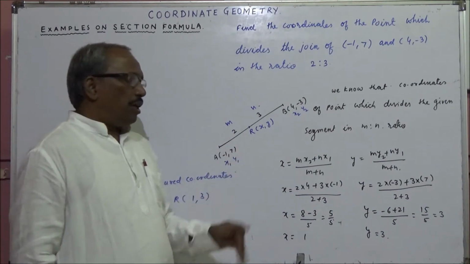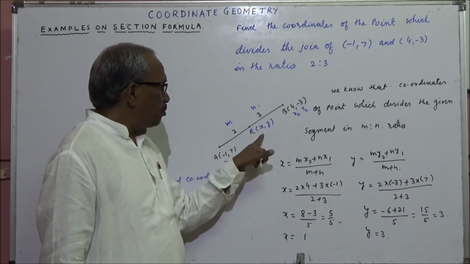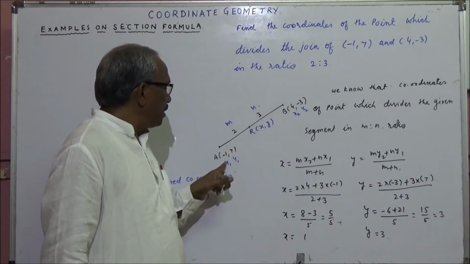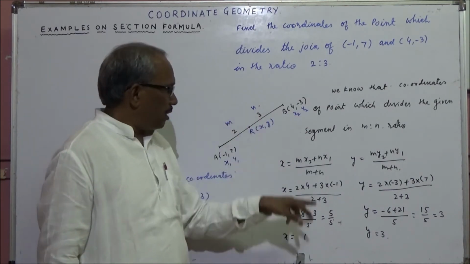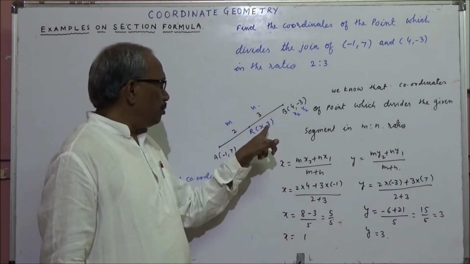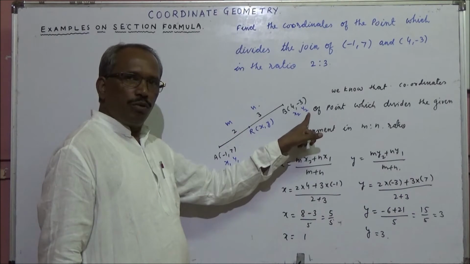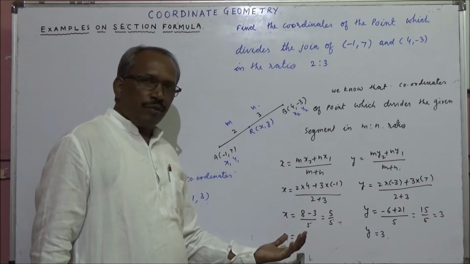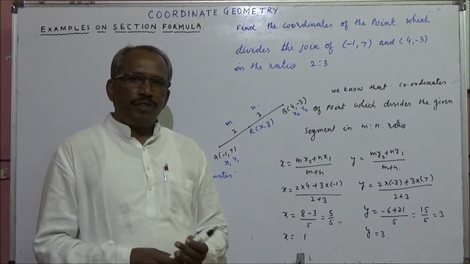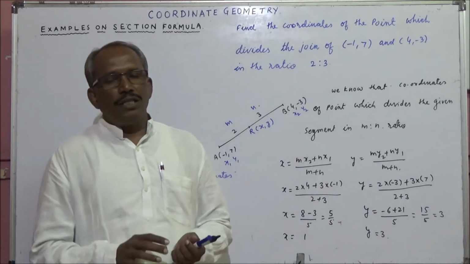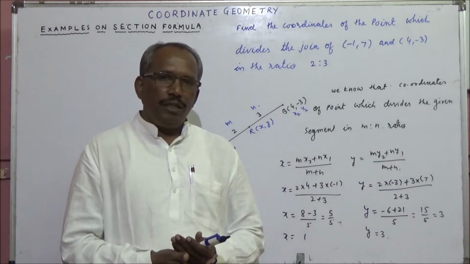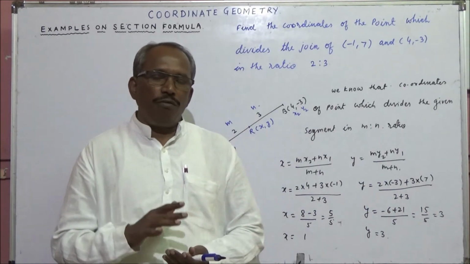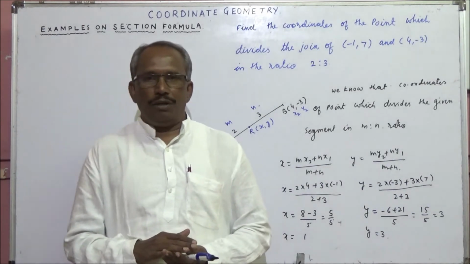तो यहाँ पर ये सेक्शन फार्मूला कैसे ध्यान में रखना है, देखिए x is equal to (mx2 plus nx1) upon (m plus n), this y is equal to (my2 plus ny1) upon (m plus n). So in this way we can calculate the coordinates of the point which divides the given line segment in the given ratio when the vertices or end points of the line segment are given. ठीक है?